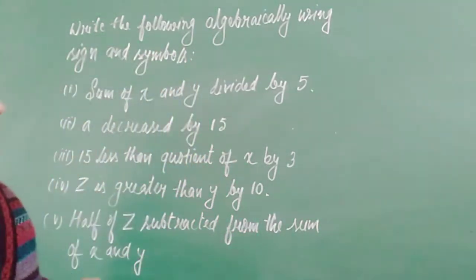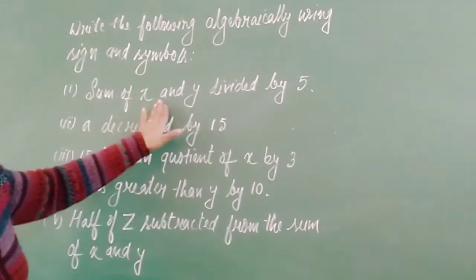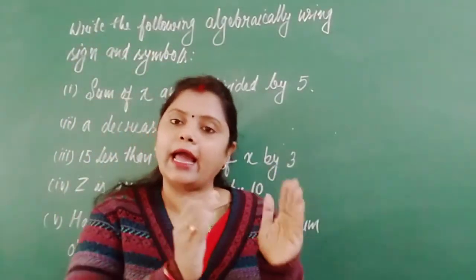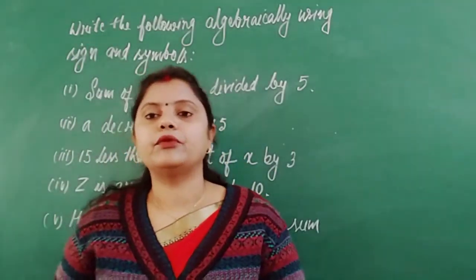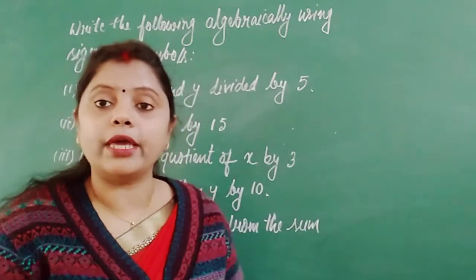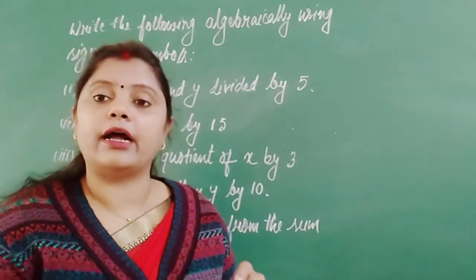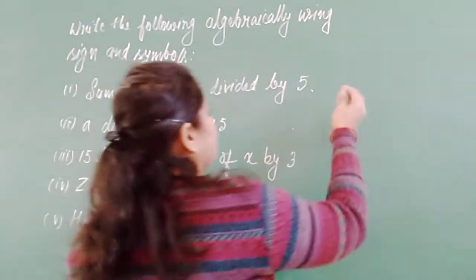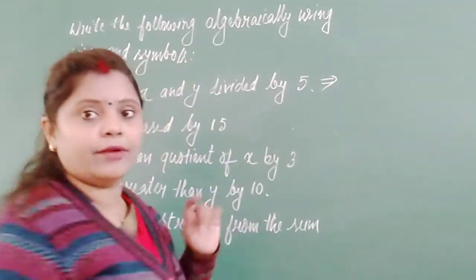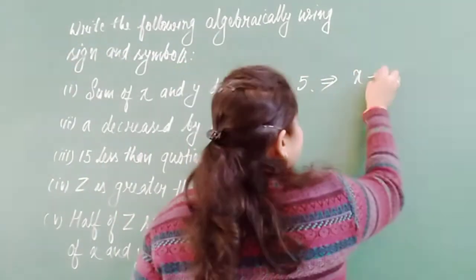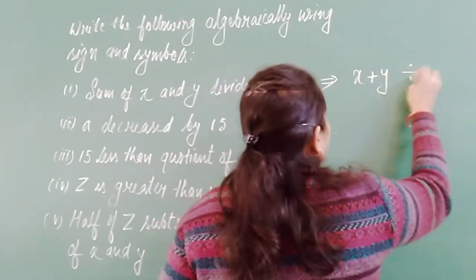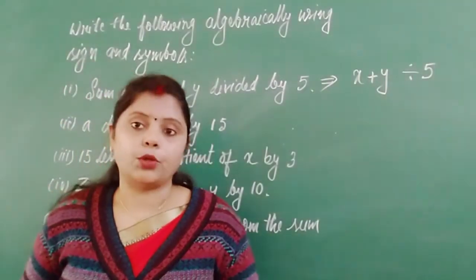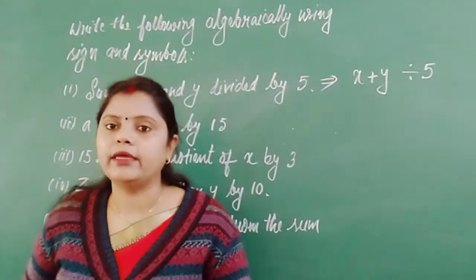See here what they have said in the first one. Sum of x and y divided by 5. That means first we have to add x and y and then we have to divide it by 5. Okay, so we have to be very careful regarding the brackets and all. It is very much important to understand what is the value of the bracket here. You see in this case, what if we write here, x plus y divided by 5? Think about it. Is it correct? No, it's not correct. You know why?